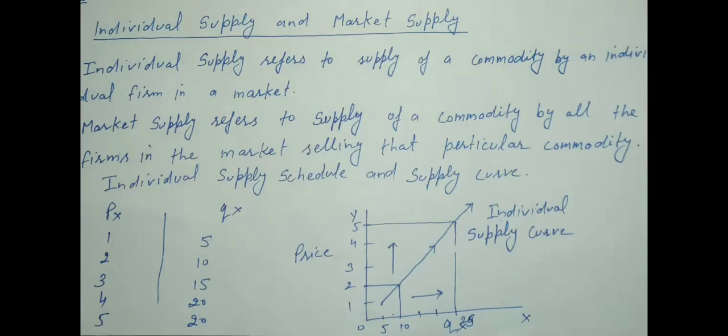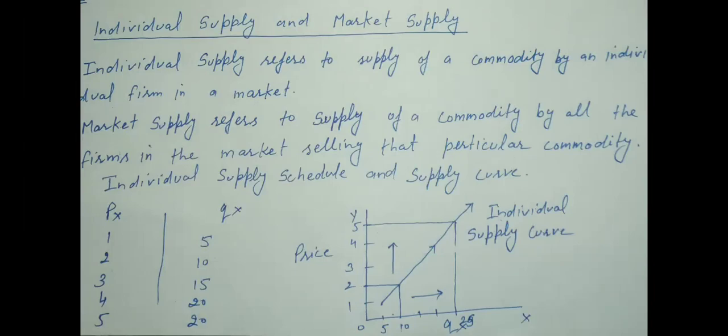Firm A shows its supply at the given prices, corresponding to price levels 5, 10, 15, 20 and 25, whereas in the same diagram OX is taking quantity and OY price. When price is high, quantity supplied is also high, and when price is low, quantity supplied is low.